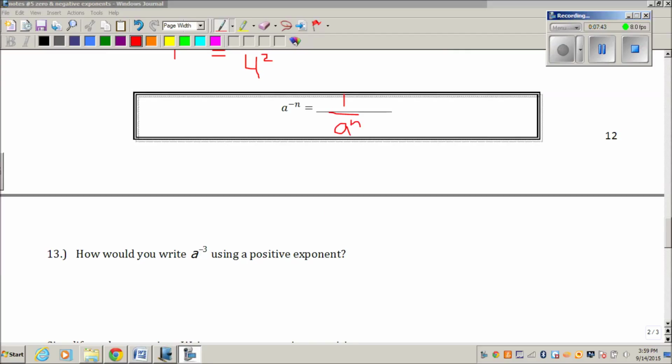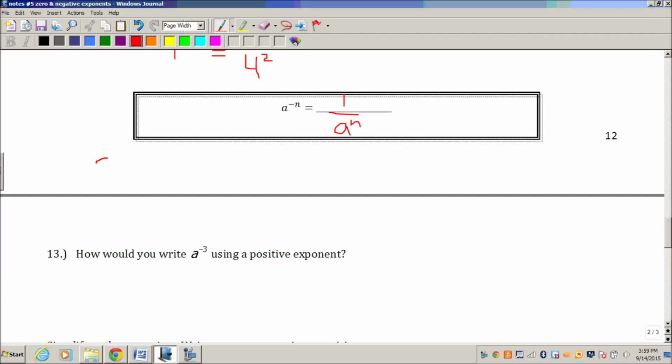So this means anytime you have a negative exponent, let's say you have a fraction. Let's say you have the fraction 2/3.